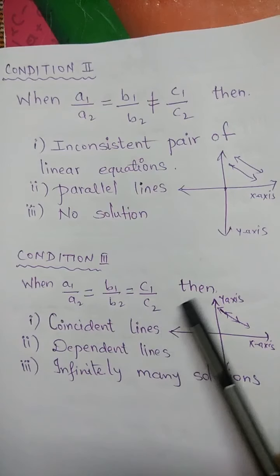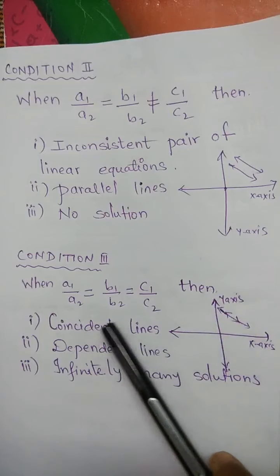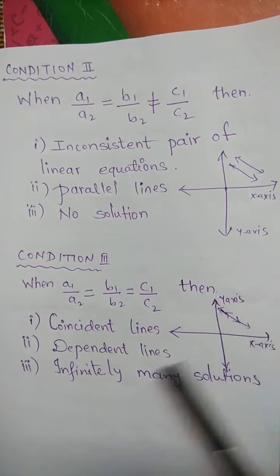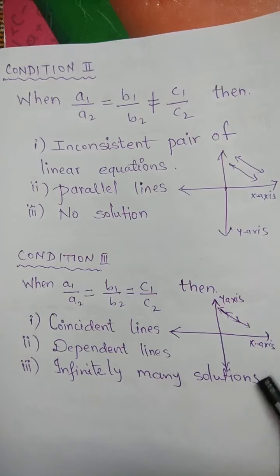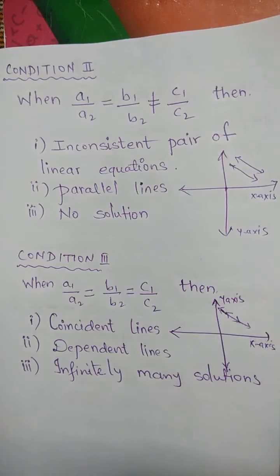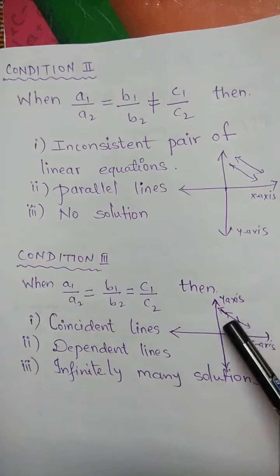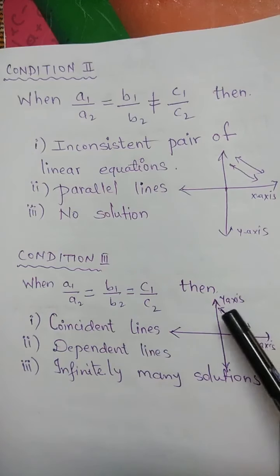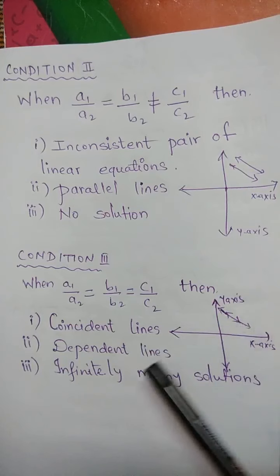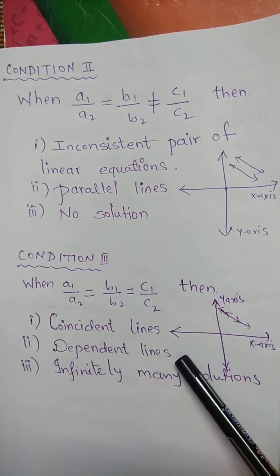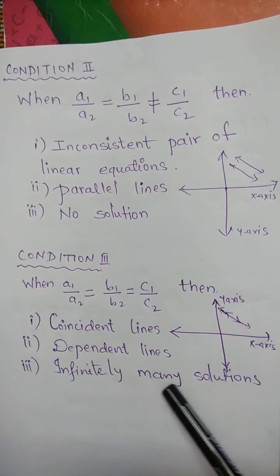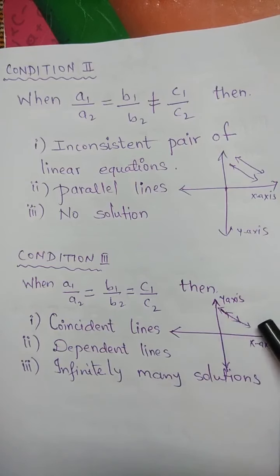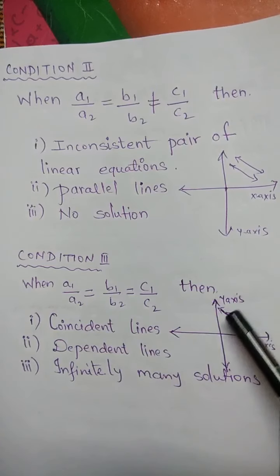c1 upon c2, then you will get coincident lines. Coincident lines means they have infinitely many solutions, meaning they have all the points common in them. So like this, you should show coincident lines by drawing arrows 2 times, one line and one more line over that. So they are coincident lines, and you can call them dependent lines also, and they have infinitely many solutions. Infinitely many solutions means many points are common in them.